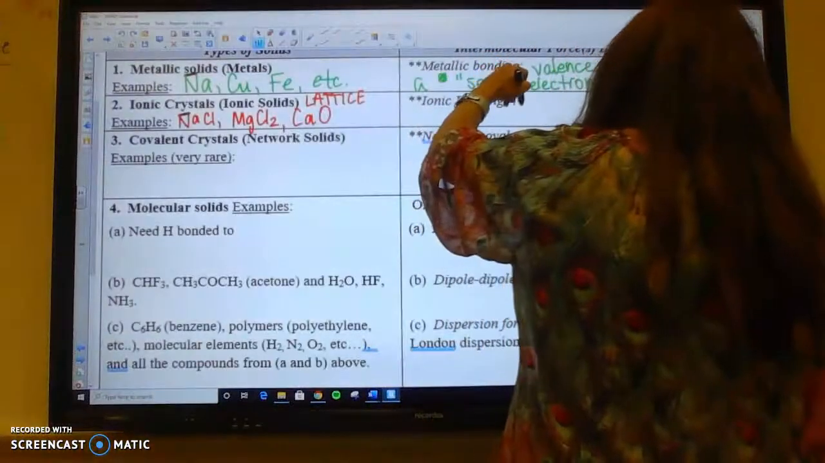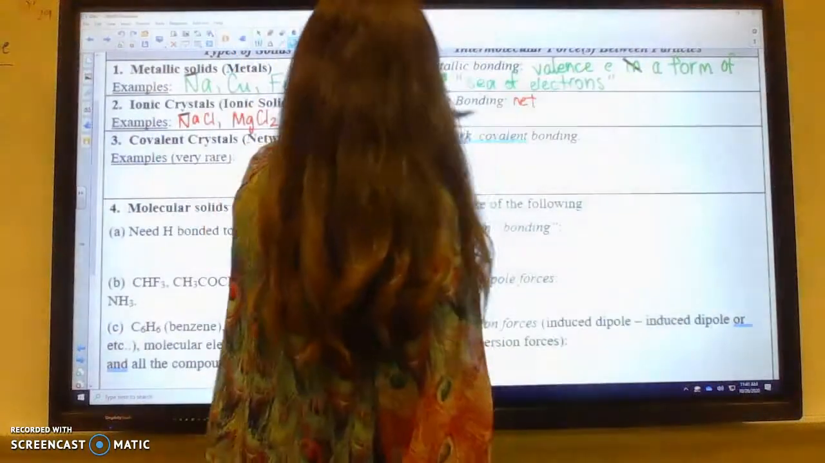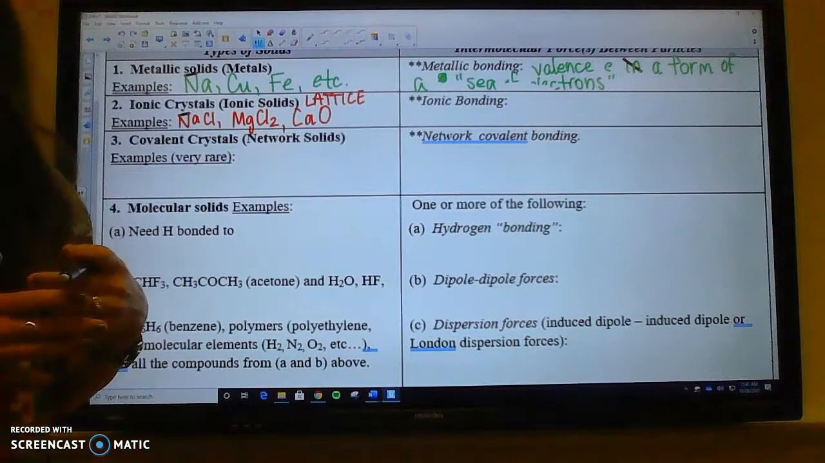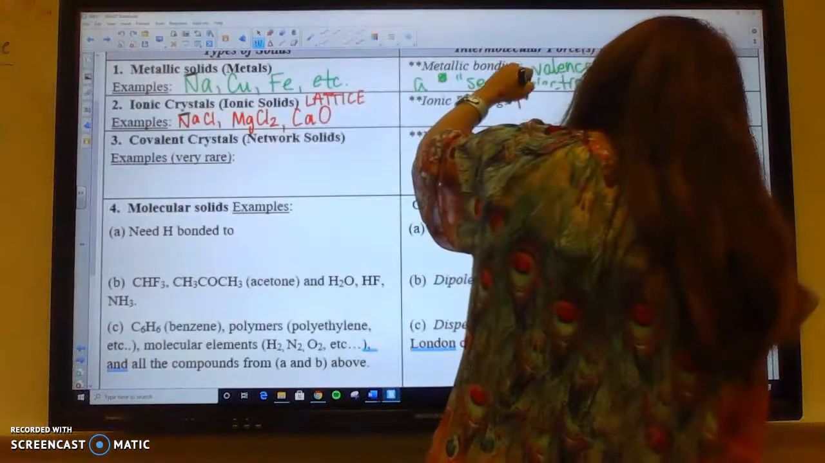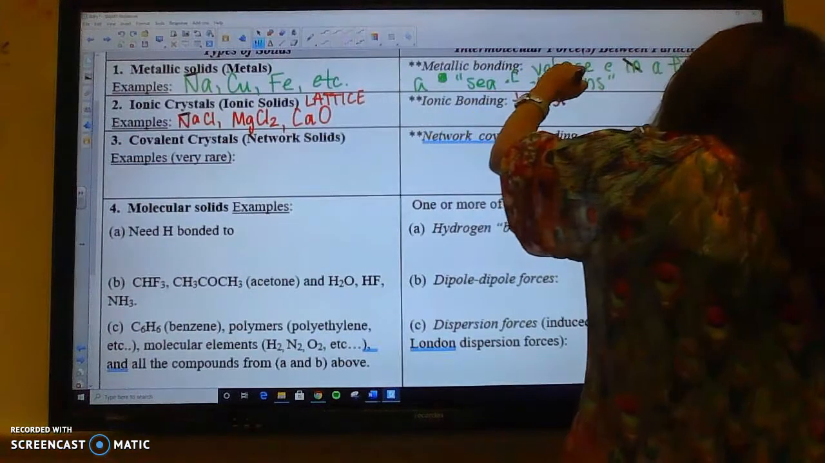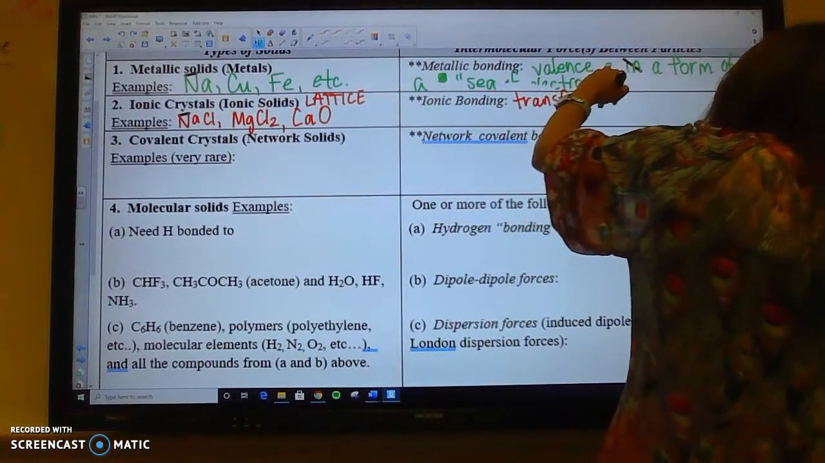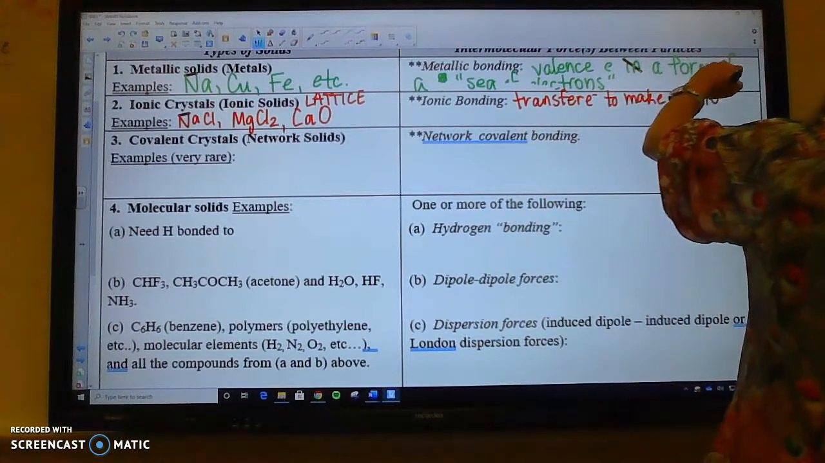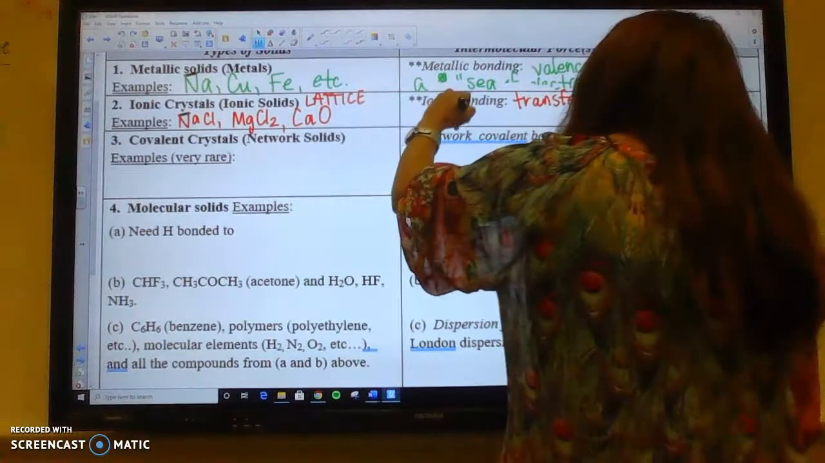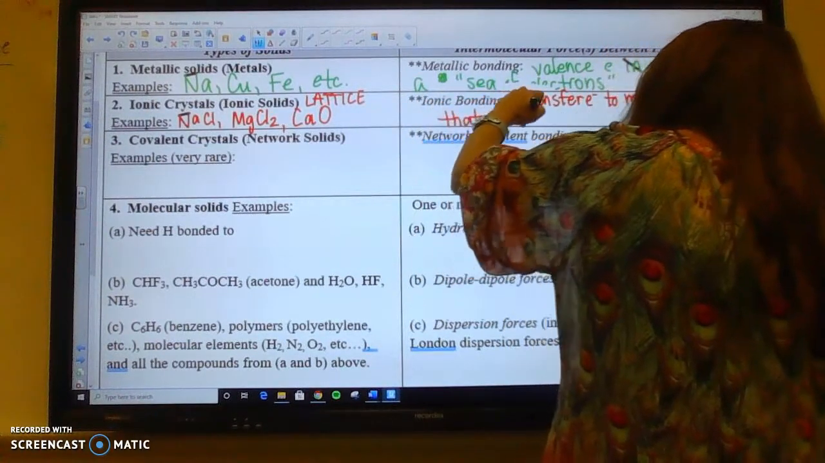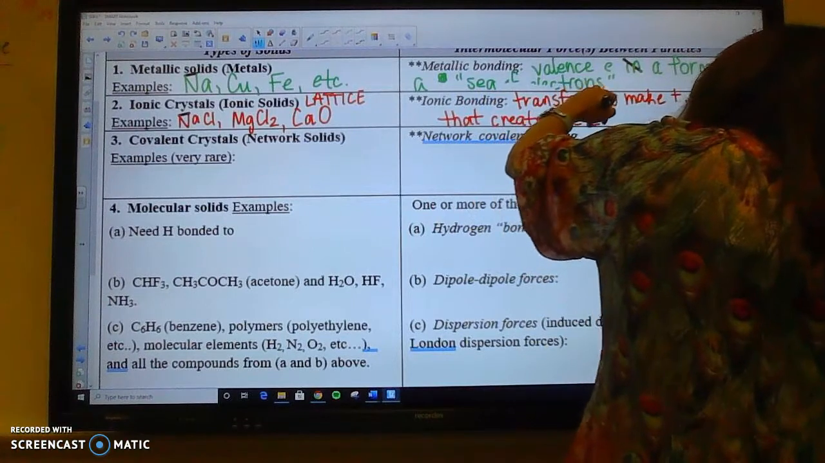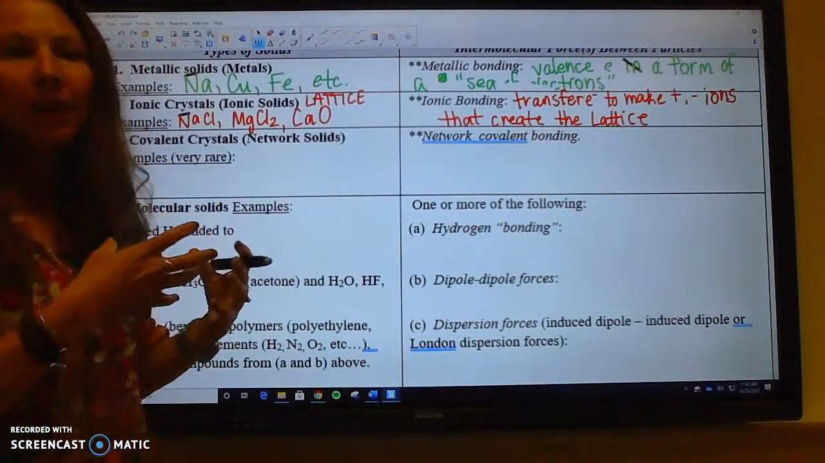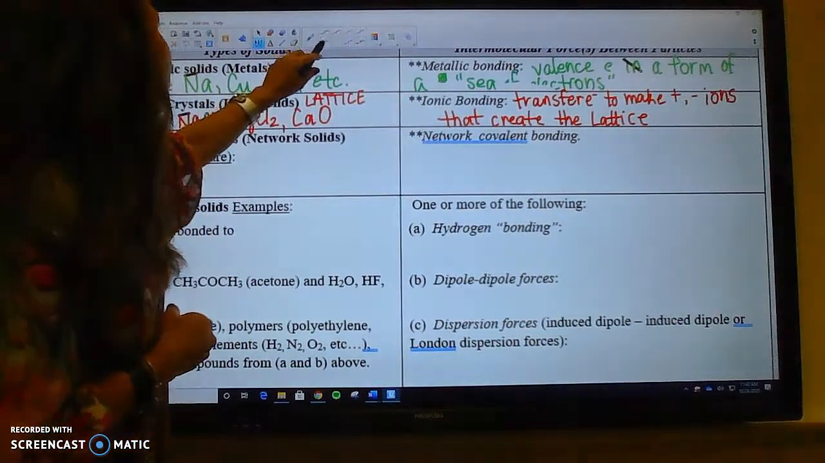So network solids, my fault, this is the wrong part for me to write that down. These are ionic compounds and they transfer electrons to make positive or negative ions that create the lattice. A lattice is just interconnected repeating units of the ions.